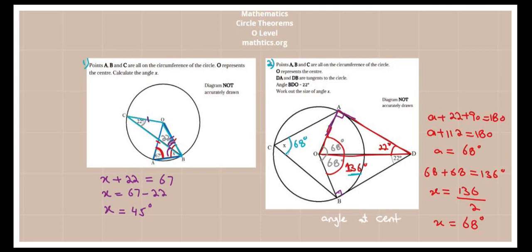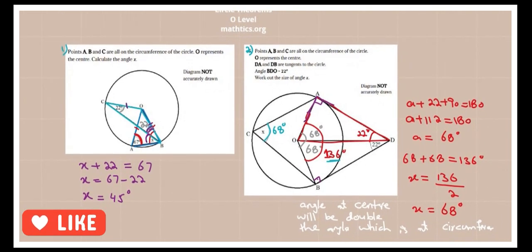We use the property, and the property name is: angle at center will be double the angle which is at circumference. You can say this is the explanation of the thing that we just did. I can just write it over here. So, circumference.